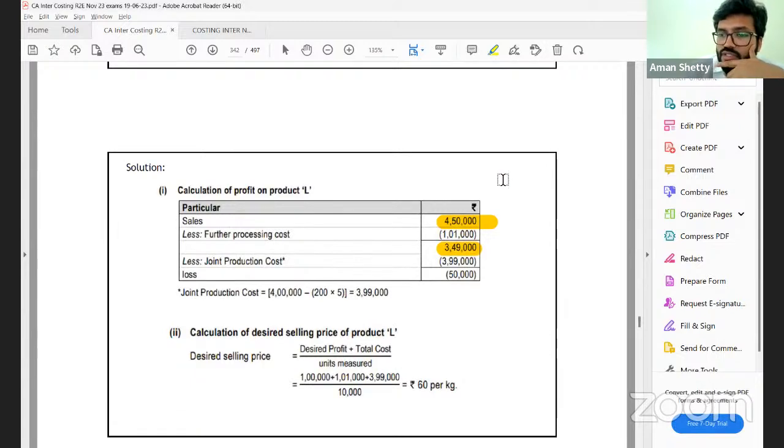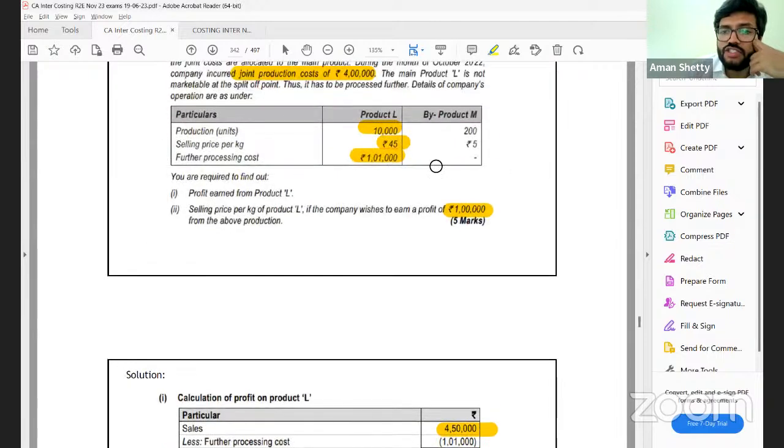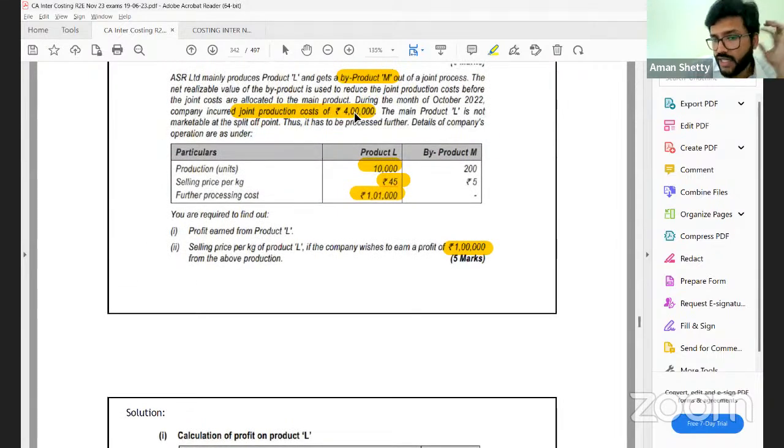From this, I have to minus the joint production cost, correct? So joint production cost is 4 lakh. From that, I will minus, remember the process account, the sale of byproduct. So sale of byproduct is how much? 200 into 5, correct?